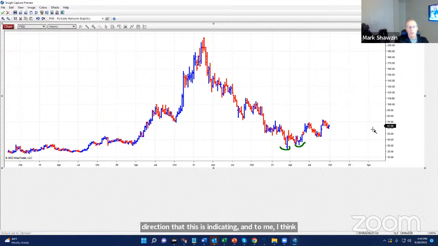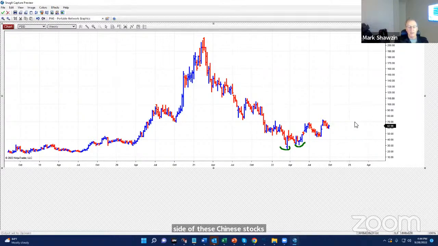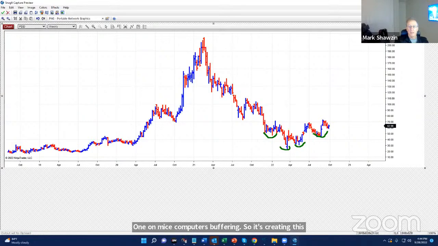Now, again, we won't know where this weekly bar closes until the close on Friday. But based on what I'm seeing on the weekly and the daily, I started taking a poke, and a pretty big poke, at the long side of these Chinese stocks. So this is what I'm seeing on the weekly. Not only do you have the double bottom, but you also have this inverted head and shoulders.